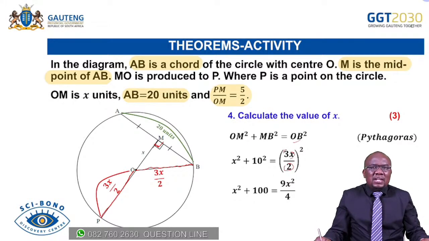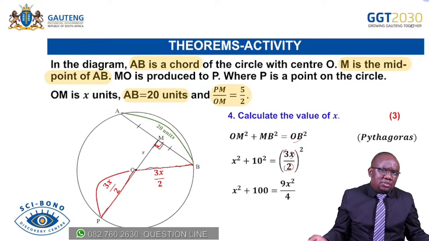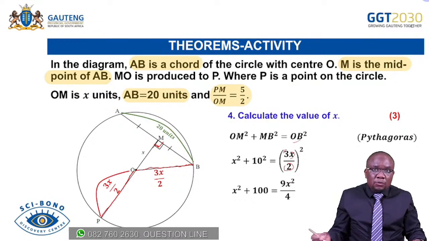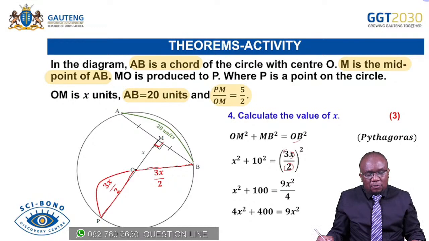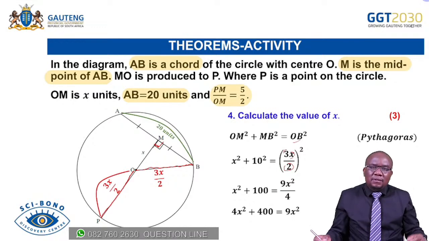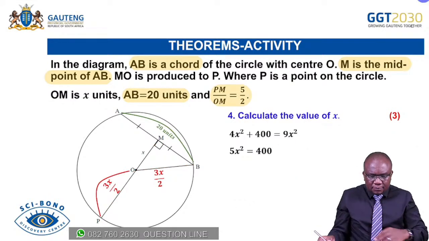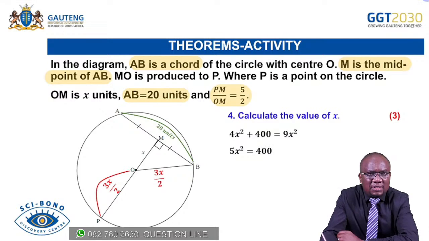Now it's a matter of how do we solve equations, grade 12s. So here we multiply by the LCD, which is 4. Multiply everything by 4. We get 4x squared plus 400 is equal to 9x squared. Bring the like terms together, or even standard form, and see if it's going to work. Now we have 5x squared is equal to 400.